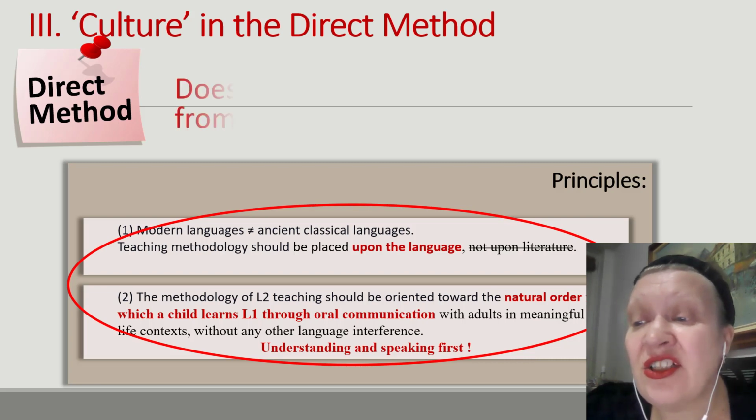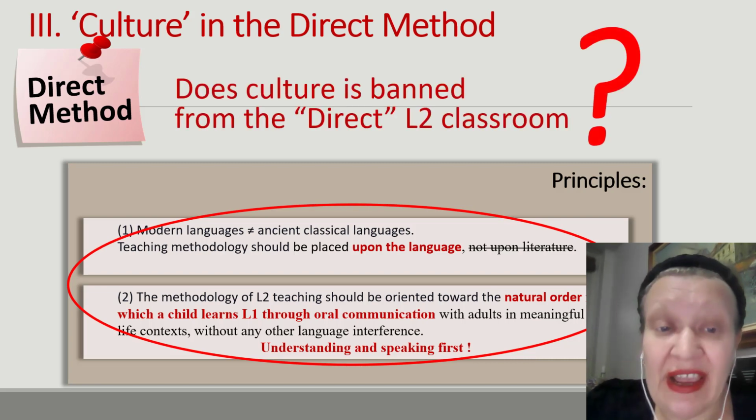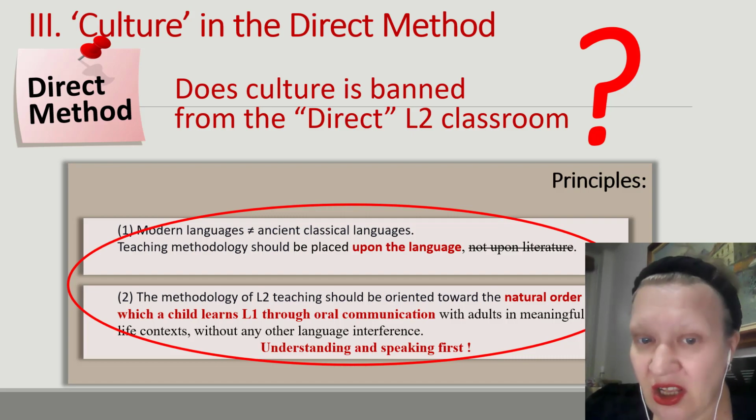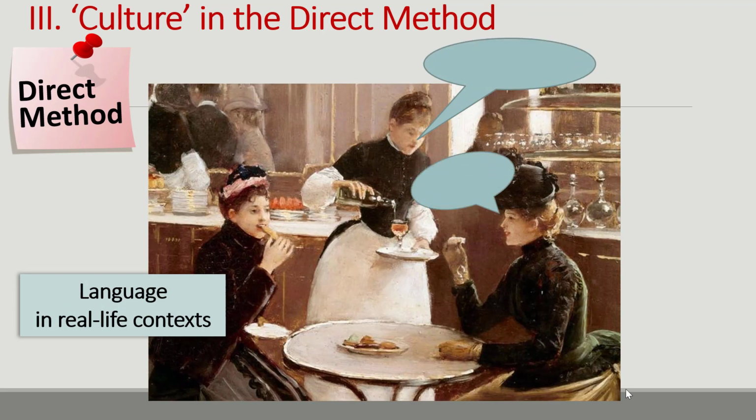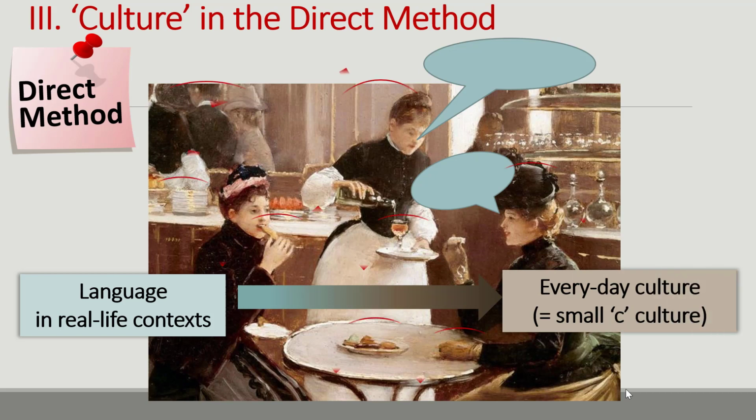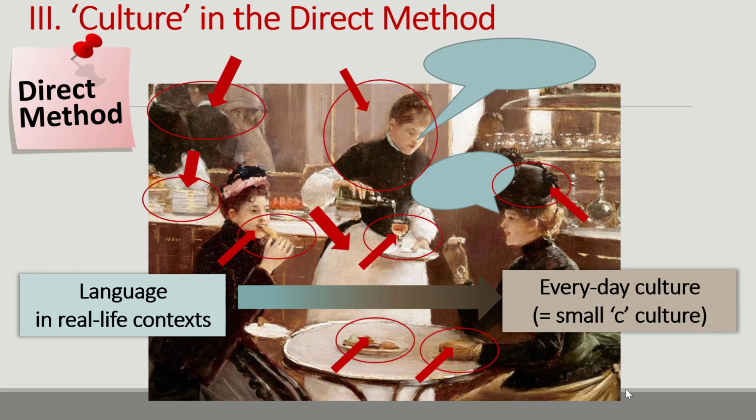Does that mean that culture is banned from the direct second language classroom? Not at all. On the contrary, once it turned to systematic teaching of real-life language in real-life context, second language education realized the importance of systematic teaching of real-life everyday culture, that is, all multiple cultural aspects covered by the notion of small c culture. These multiple cultural aspects define the context in which real-life communication occurs.